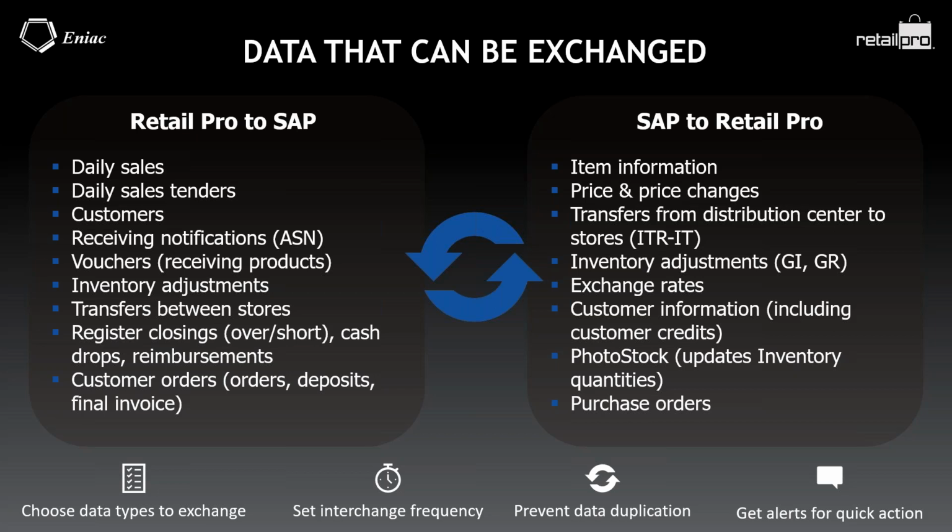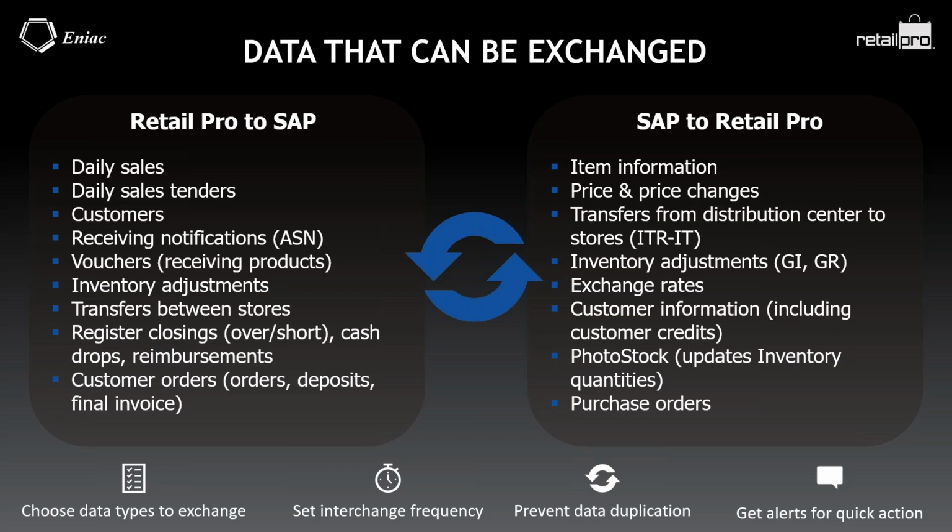You don't have to implement all these documents for exchanging. You choose which document you need to exchange. You also choose at what frequency you need the exchange to occur. For example, I will send products maybe just once a day. Maybe I do not need to send that information immediately. But sales, maybe I want to send sales every 2 hours from Retail Pro to SAP. So you define for each document that is going to be exchanged, what is the frequency of exchange of that document. We prevent data duplication.